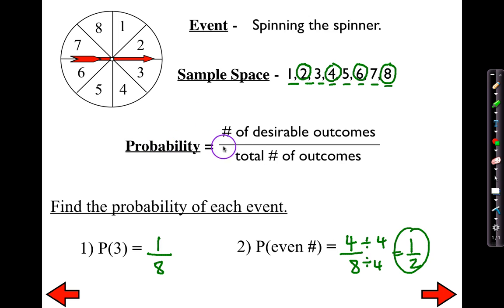So notice, we break it down to the number of desirable outcomes, how many ways could we get it, and then we divide it by the total number of outcomes. So basically, the number in the sample space.